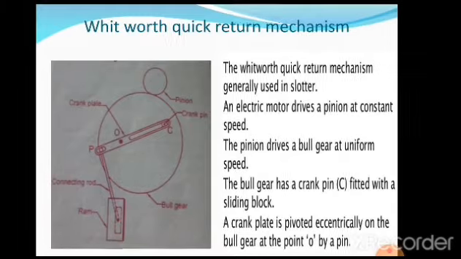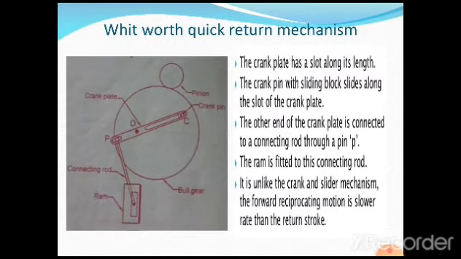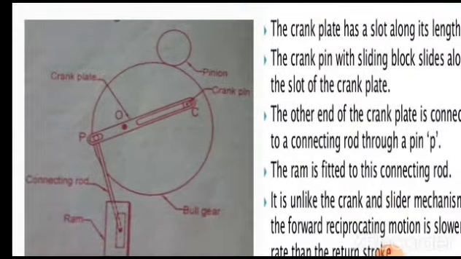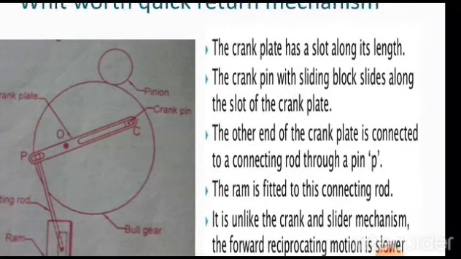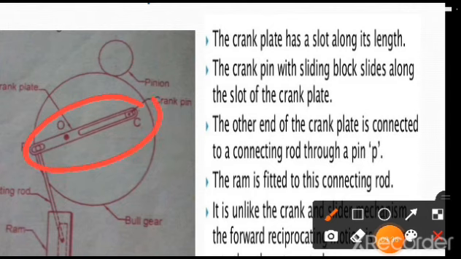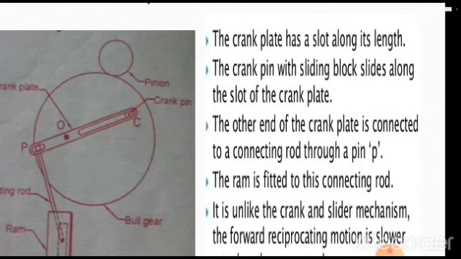Now let us understand in the next steps how it works exactly. The crank plate has a slot along its length. So this is the crank plate, which has a slot like this. The crank pin with sliding block slides along the slot of the crank plate. As you can see here, the crank pin is there.